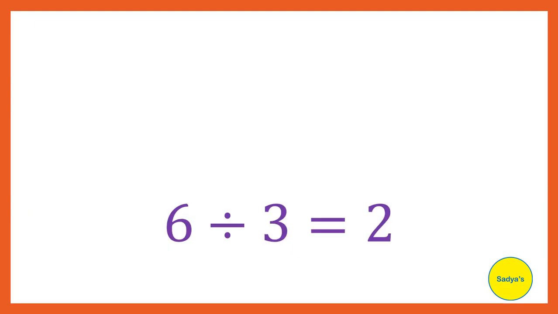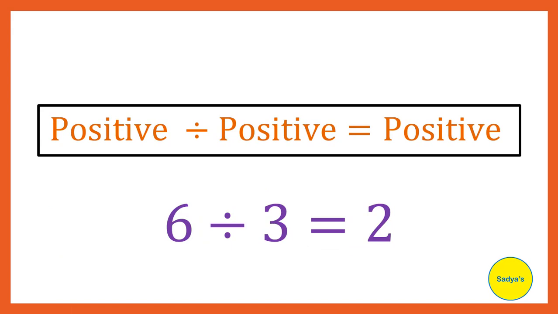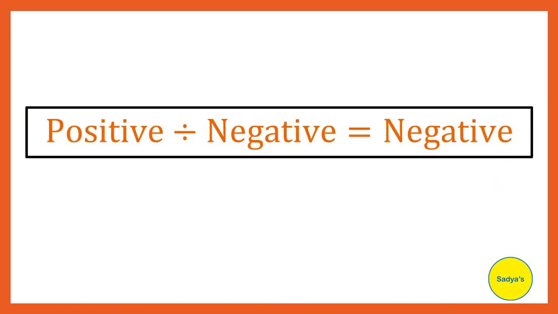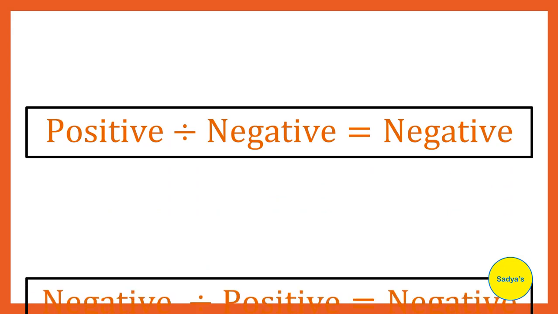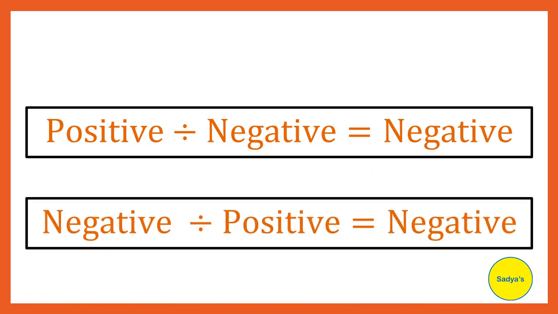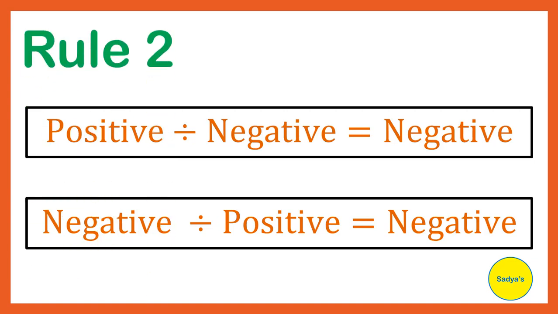We know that 6 divided by 3 is 2. So rule number 1 is when a positive number is divided by a positive number, the answer is a positive number. The second rule is if a positive number is divided by a negative number, or if a negative number is divided by a positive number, in both cases the answer is a negative number. So if any one number is negative, the answer is a negative number. This is rule number 2.